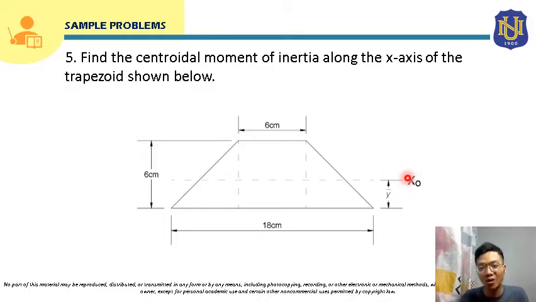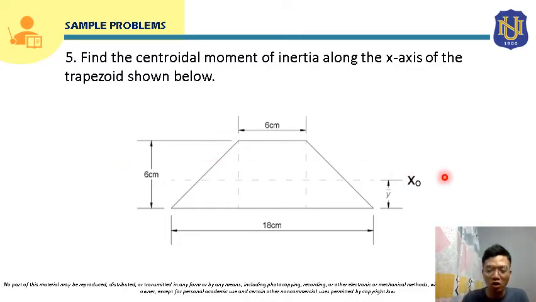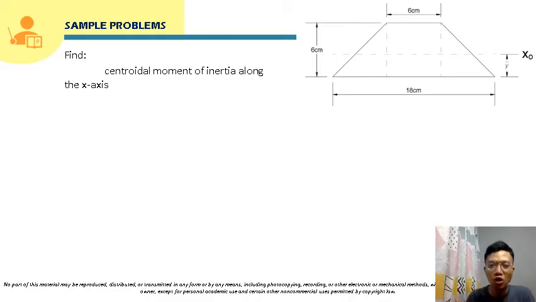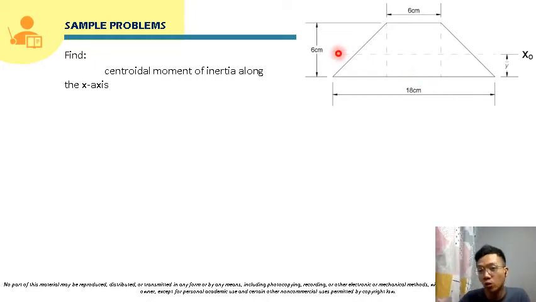axis. In this case, we don't know yet the location of this x-centroidal axis, so we have to solve that. We have to solve for this y bar. So let's solve this. Again, to solve for the centroidal moment of inertia along the x-axis, we need to locate first, or determine, the location of the x-centroidal axis. To determine this location, we need to solve for this y bar.